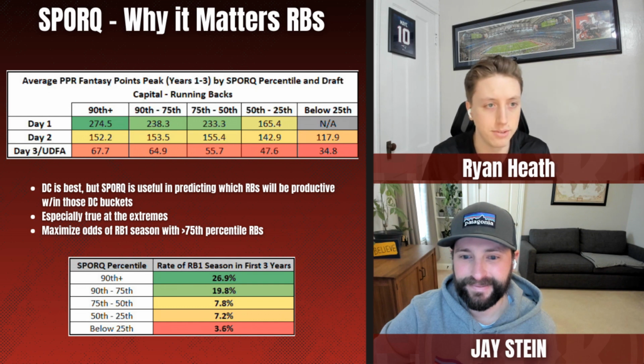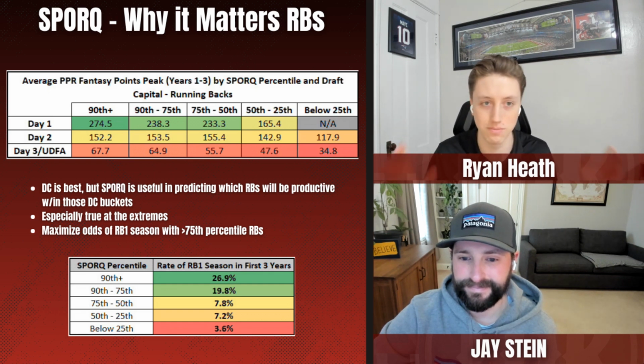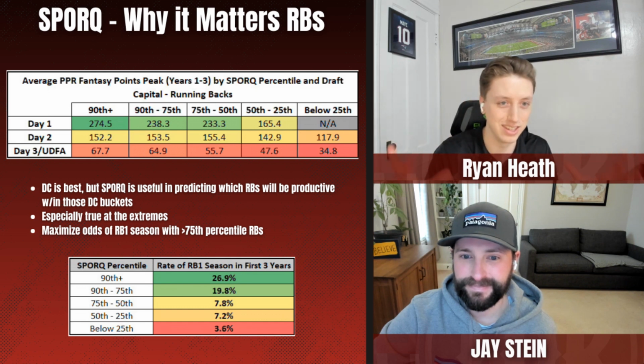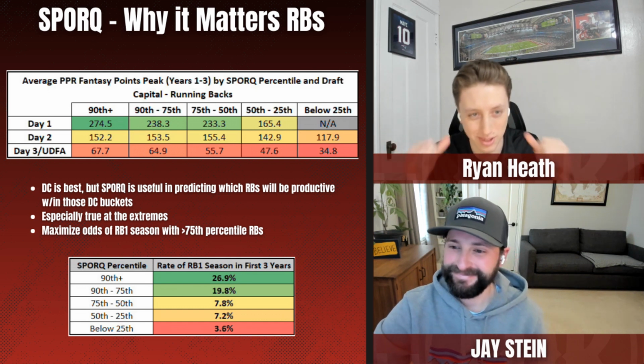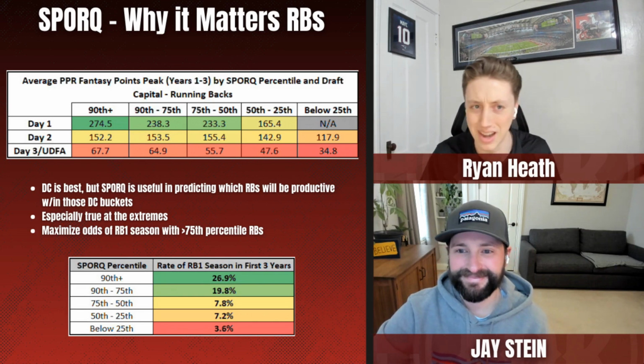Day 2, it's kind of similar. We don't see that huge spike for the hyper athletic guys on day 2, but especially as we get below the 25th percentile, we see the production really start to fall off. And then similar in day 3 as well. The big takeaway here is that draft capital is clearly more predictive than Sporq is, and I would never deny that.